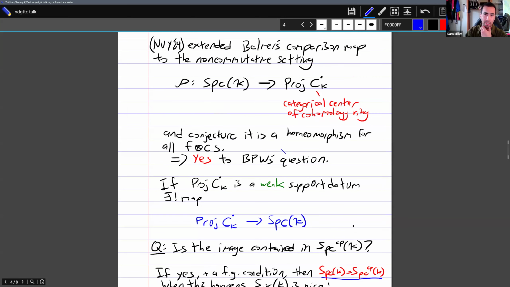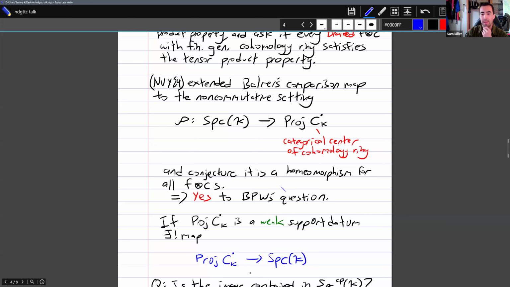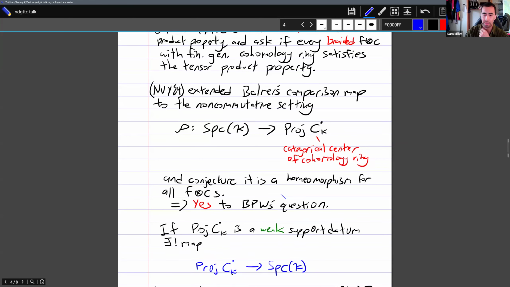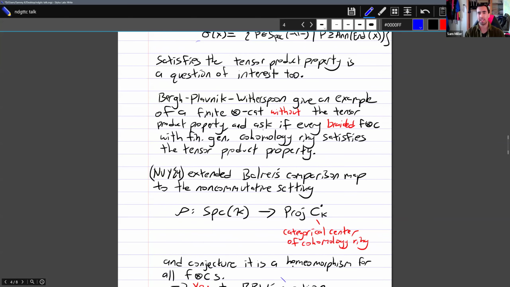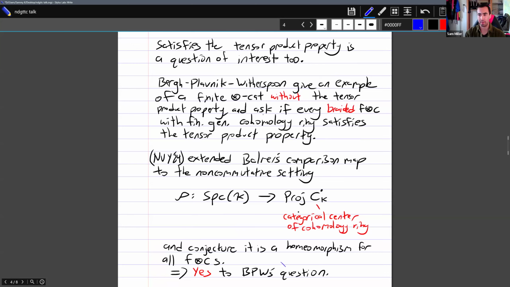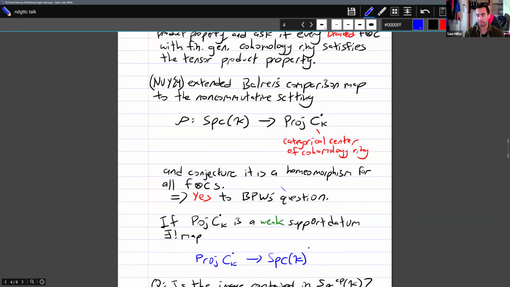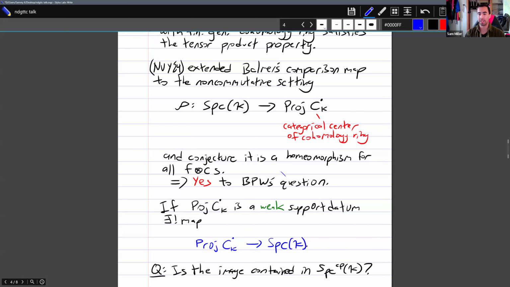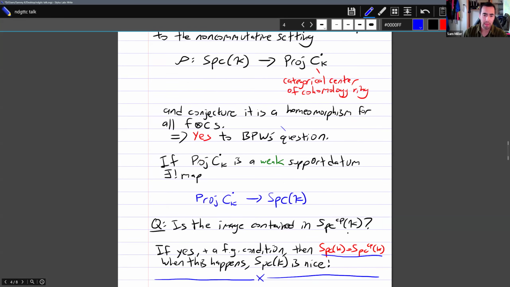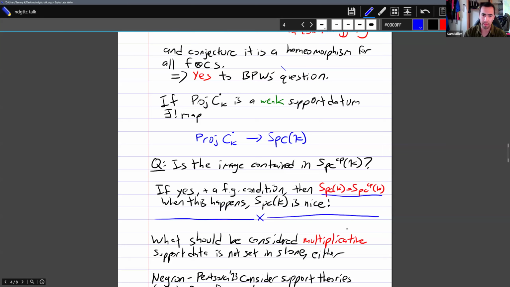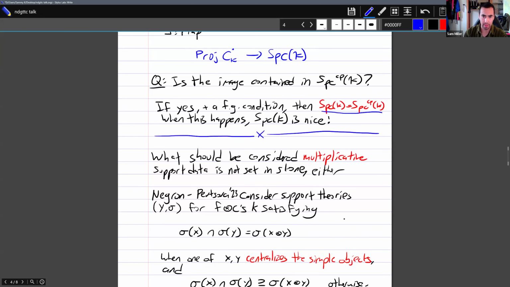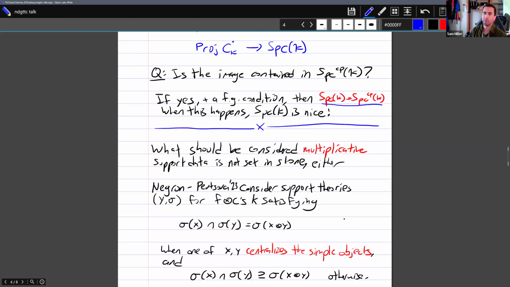So there is this sort of interesting question of what is going on between this cohomological support variety and the spectrum. I mean, one should expect that at least in some nice cases they coincide. Perhaps the prototypical example of them coinciding is the modular representation theory setting, which I stated earlier. But it should certainly not be expected in generality. Another point, though, is what should be considered a truly multiplicative support datum is not set in stone either.